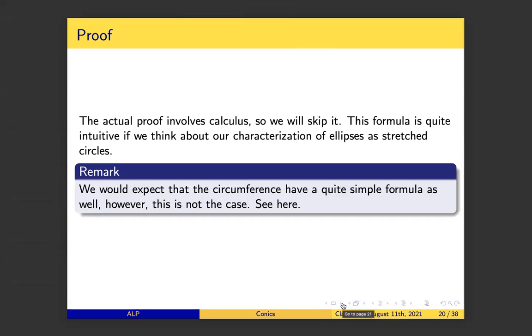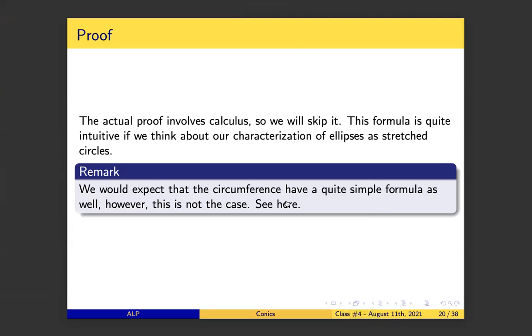If you think about it from the perspective of the characterization, that ellipses are stretched circles. You might think that since the area is simple, the circumference is also simple, but it is not that simple. For example, for a circle, it's pretty simple: 2 pi r, where r is the radius, is the circumference, and pi r squared is the area. But that's not the case for an ellipse.